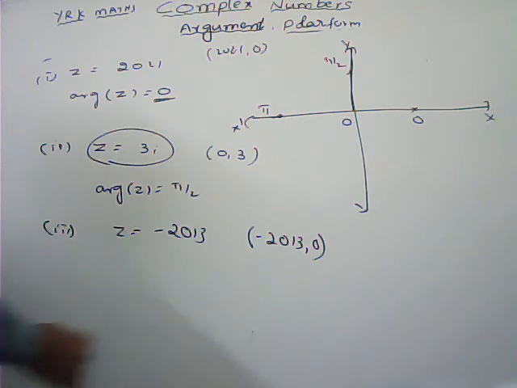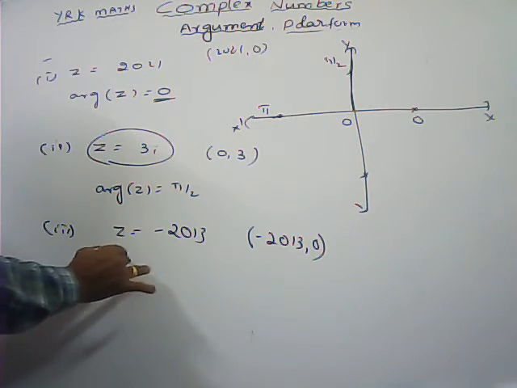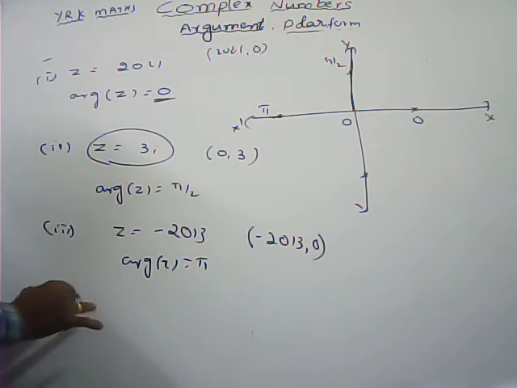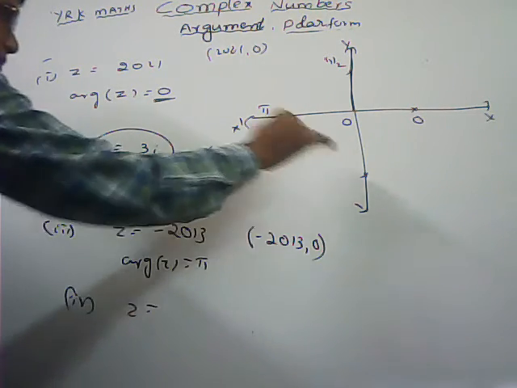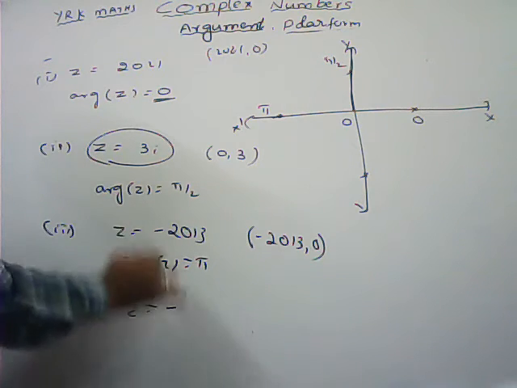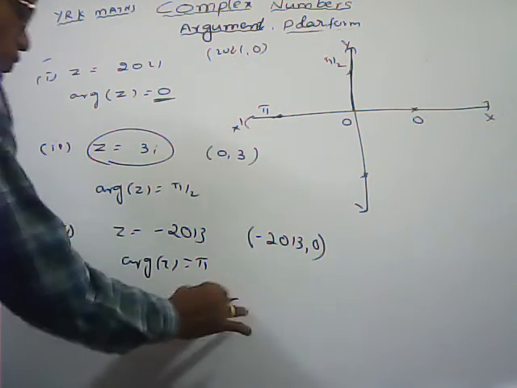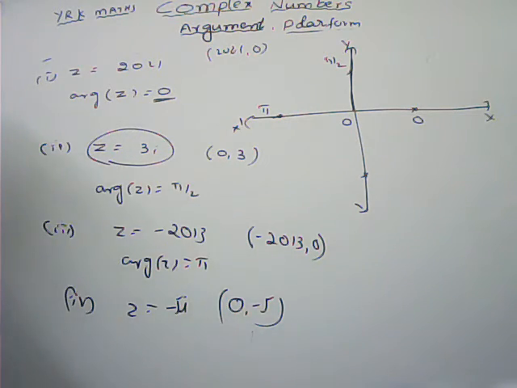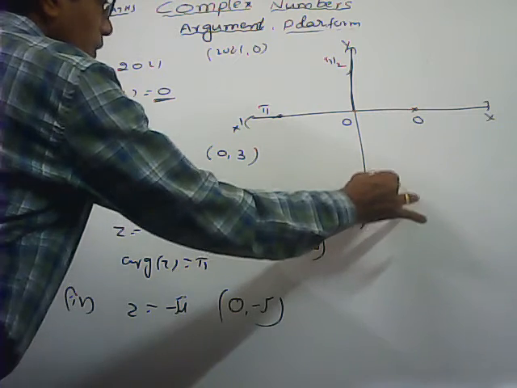And if any point lies on the negative direction of the y-axis, here minus, I am taking, or minus pi I can take, 0 comma minus pi. That point lies on the negative direction of the y-axis. Then its argument is equal to minus pi by 2.